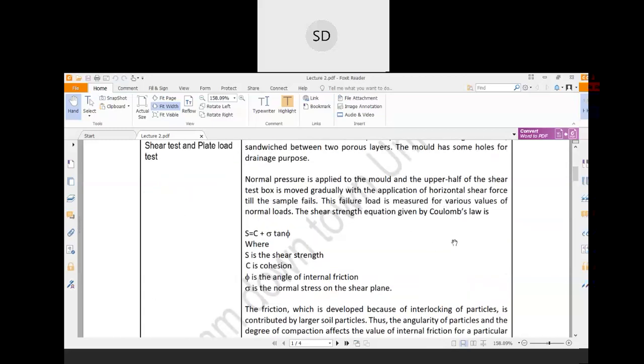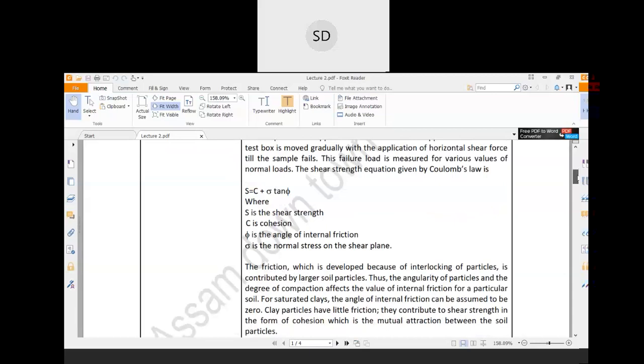Now, by the Mohr-Coulomb equation, all of you I think know this formula: S, the shear strength, equals C plus sigma tan phi, where C is the cohesion, sigma is the normal stress, and phi is the angle of internal friction. For sandy particles, the cohesion would be 0. So this Mohr-Coulomb formula for the shear strength is very important to understand the different parameters.